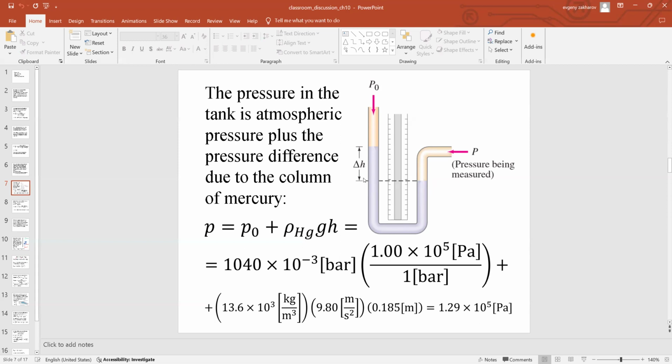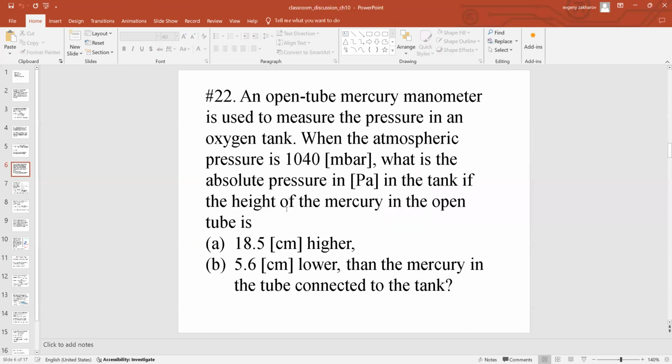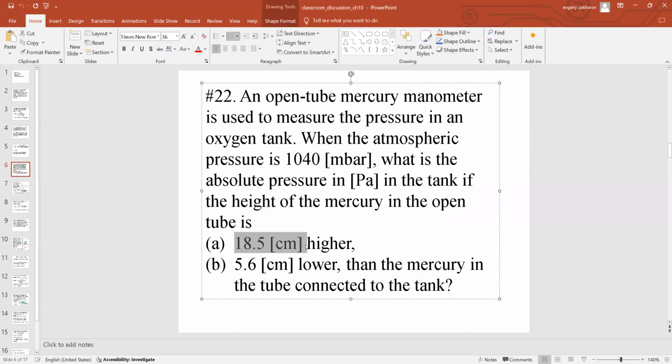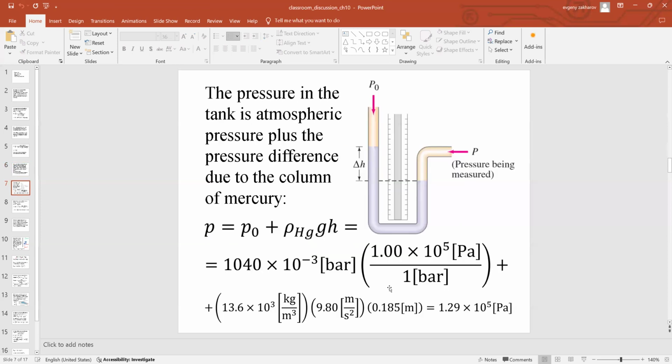mercury at this depth. So this is your atmospheric pressure plus rho g h: density of the fluid, which is the density of the mercury, which you can look up in the table as well, g, and the h is given. Be careful, it's in centimeters. You cannot use centimeters. You have to convert to meters.